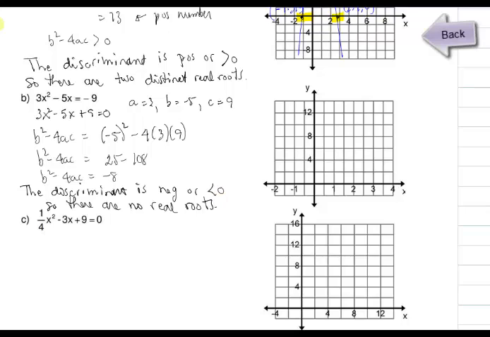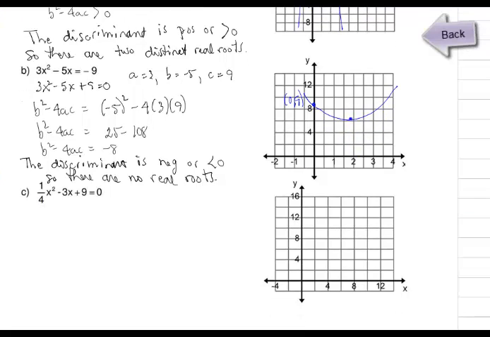So when I graph this, I found I had a y-intercept at 0 and 9 and a vertex around, I don't have the coordinates for it, but I know it's around here. And as you can see, because we have a parabola that is opening up and the vertex is above the x-axis, we have no x-intercepts, and therefore you can show by the graph that there are no real roots.